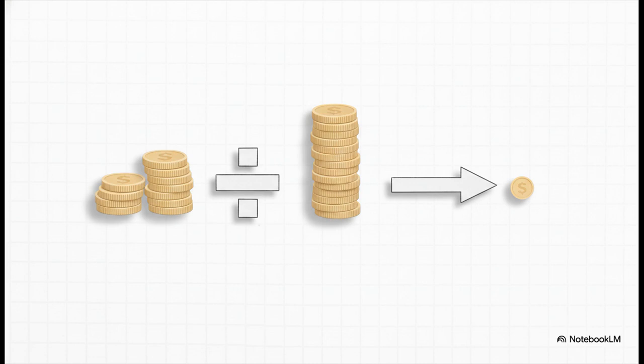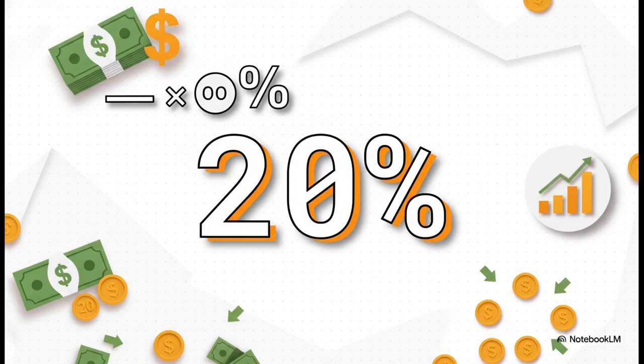Your calculator is going to spit out the number 0.20. Now, there's just one final little step to get our percentage. We just multiply by 100 to turn it into a percentage. So 0.20 becomes 20%. And that number tells a great story. It means for every dollar you invested, you got that dollar back plus an extra 20 cents. You earned a 20% return on your investment.